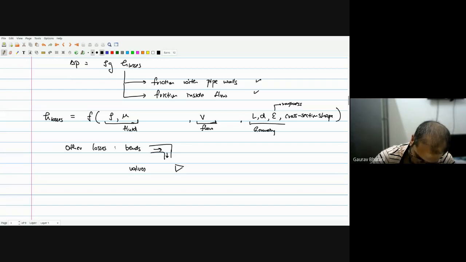Valves typically are denoted using these two opposing triangles. So this is the sign for a gate valve. We'll talk about valves towards the later part of this discussion on the chapter.